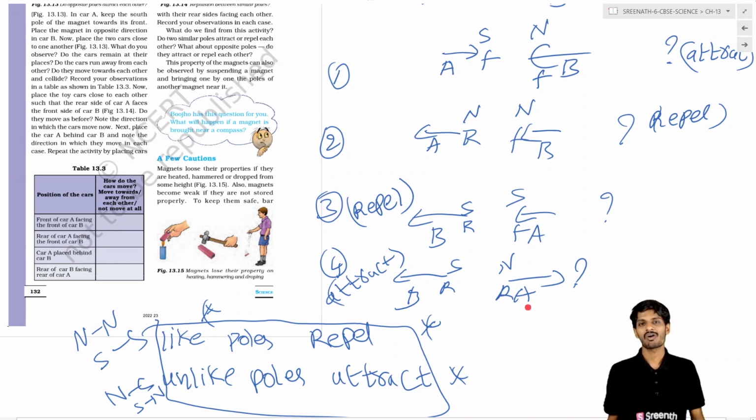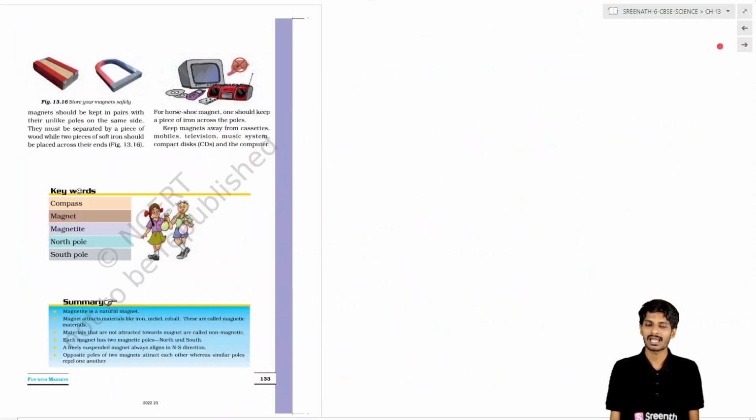Okay, so we have completed the 4 topics, and there are a few cautions for us. The magnetic nature of a substance will be lost if you heat it, or if you hammer it, or if you drop it. By doing these things, the magnetic nature will be lost. So don't do such things to magnets, or the magnet will lose its magnetic property. Okay, that's it. We have completed our chapter, students.